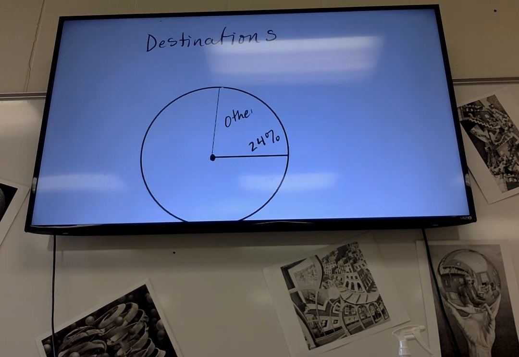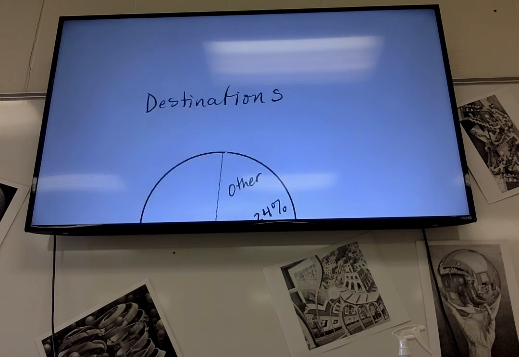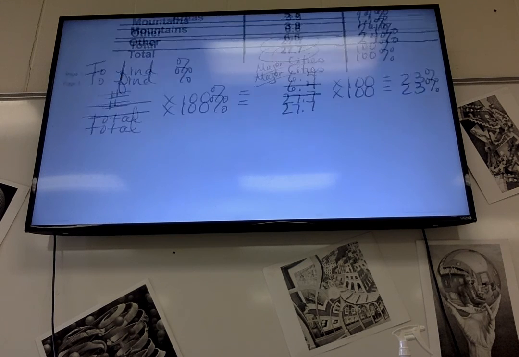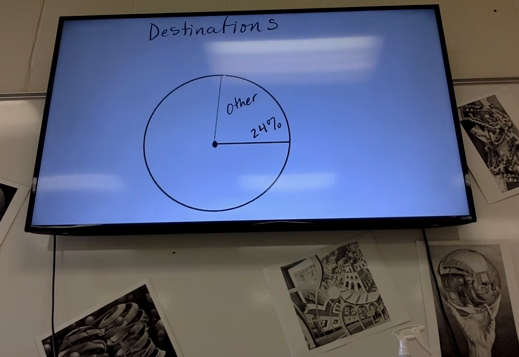Other major cities is the next biggest one. Okay, so yes, the next one is major cities, which again is almost another 50%. So it's almost like straight across here, but it's not. It's a little less than that.